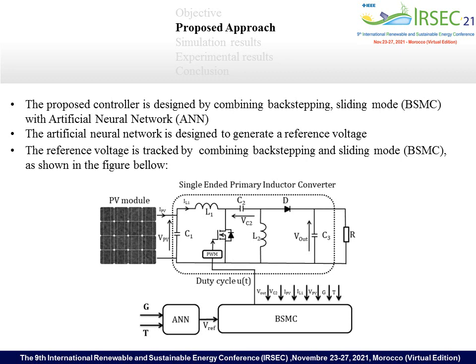The artificial neural network is designed to generate a reference voltage for each solar irradiation and temperature, which corresponds to the voltage at the maximum power points, while the backstepping sliding mode is designed to track the generated reference voltage by adjusting the duty cycle of the SEPIC converter, as shown in the figure below.